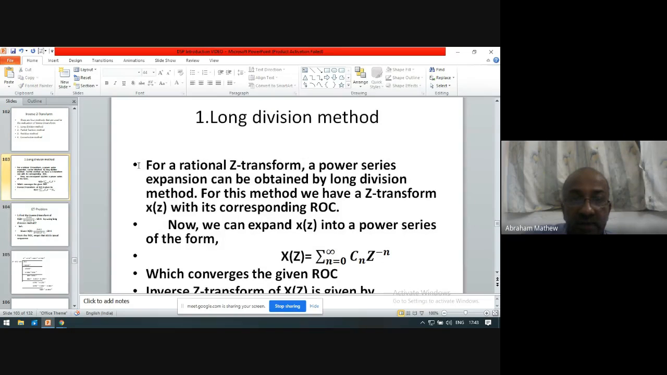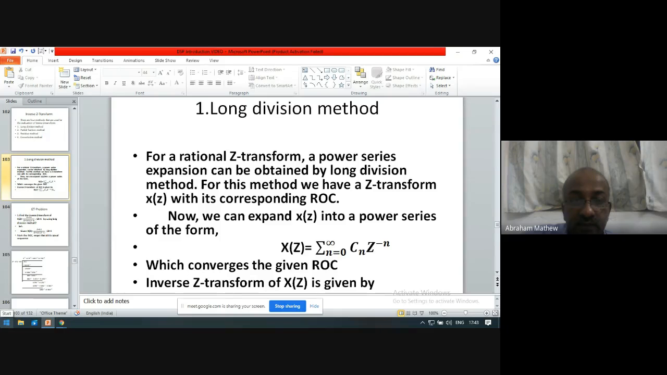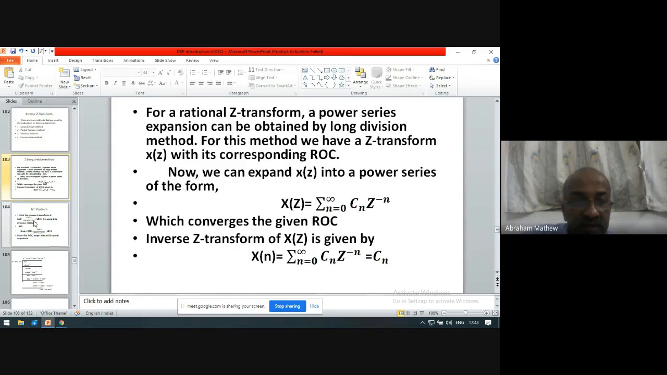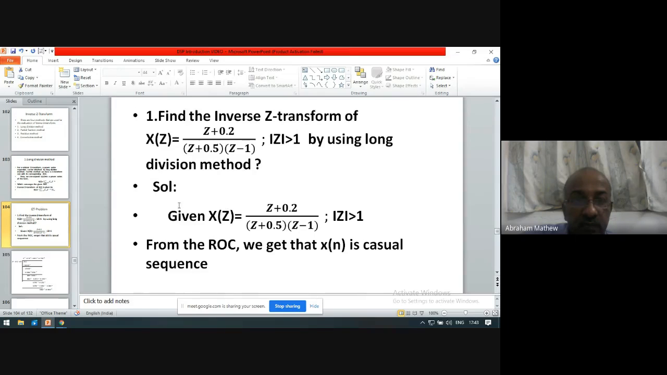What is long division method? Here, a power series expansion is obtained by long division method. Let us see a problem to understand how we can apply long division method.